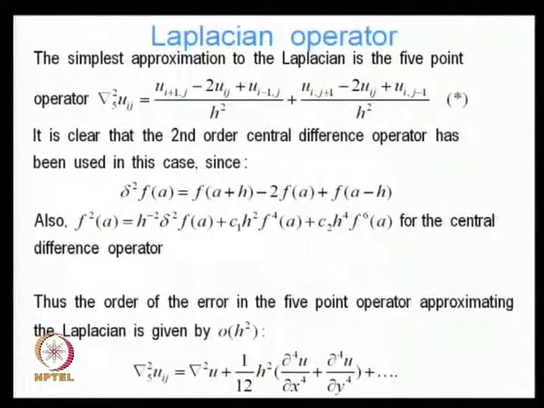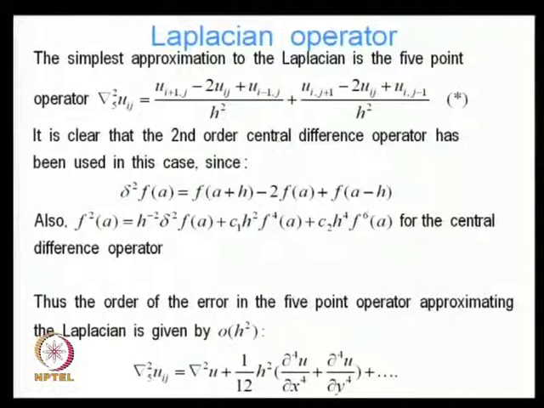How do we do that? The simplest approximation to the Laplacian is the 5-point operator. It is called a 5-point operator, and we will come to why it is called that. This is an approximation to the Laplacian in one direction, and this is the approximation to the Laplacian in the other direction. You can see it involves u(i+1, j) minus 2u(i, j) plus u(i-1, j), divided by h square.